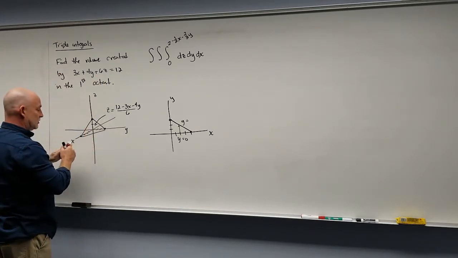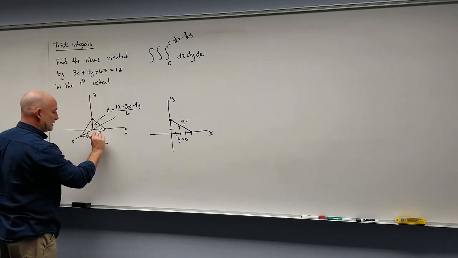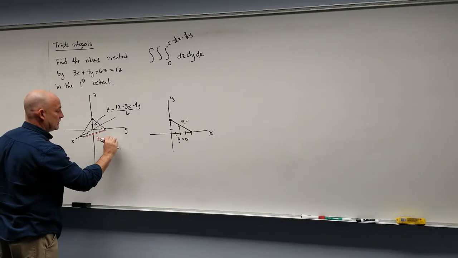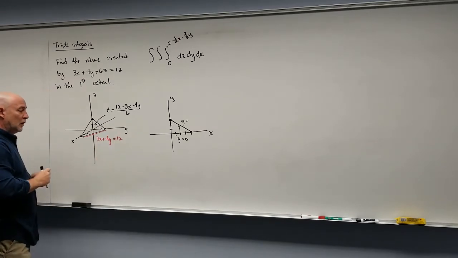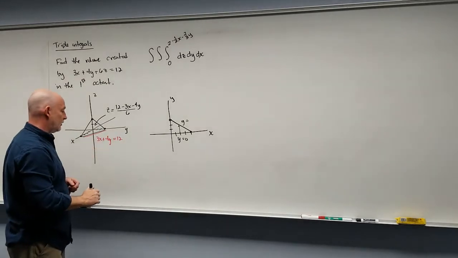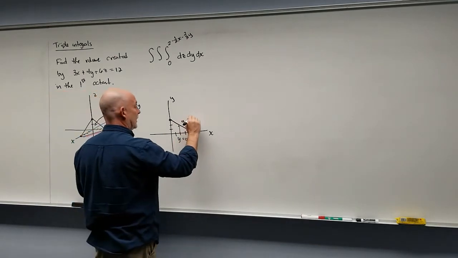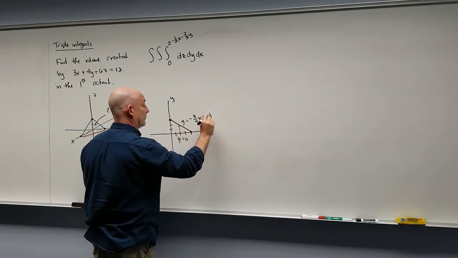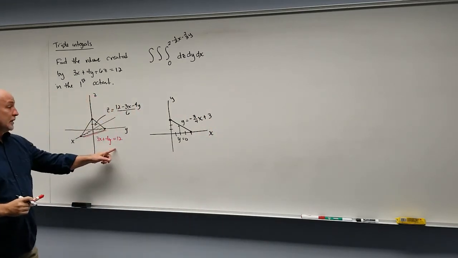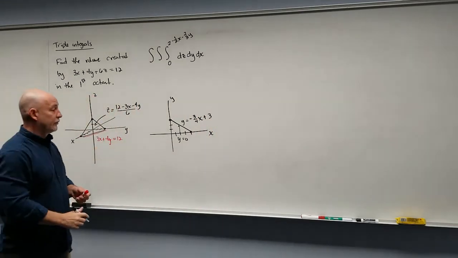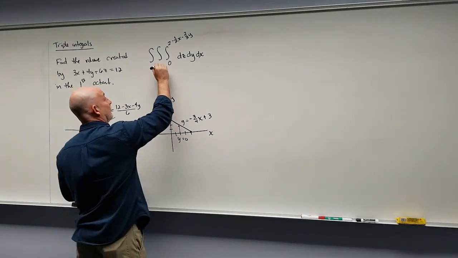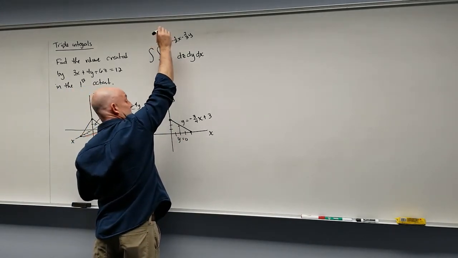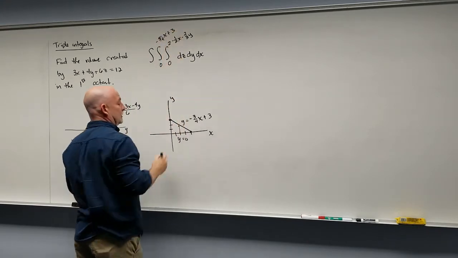So the equation just for the line, I'm just going to write it next to it, would be 3x plus 4y is equal to 12. So y would be equal to, if we solve for y, negative 3/4 x plus 3. Right, so just take this, solve for y. So everywhere in this region, y runs from 0 to negative 3/4 x plus 3.